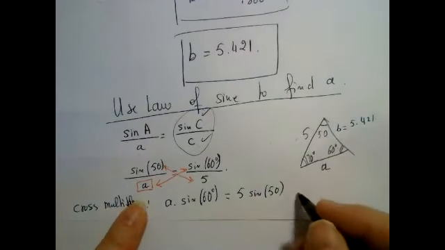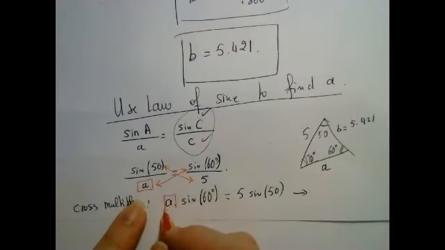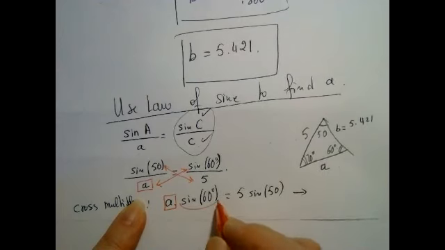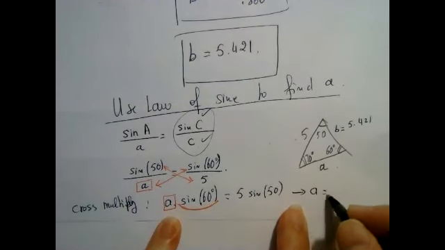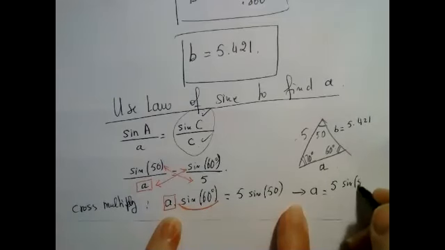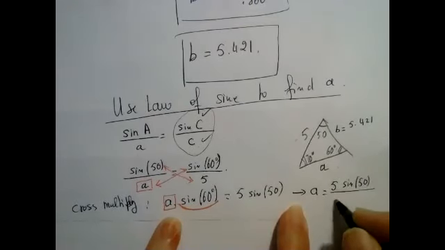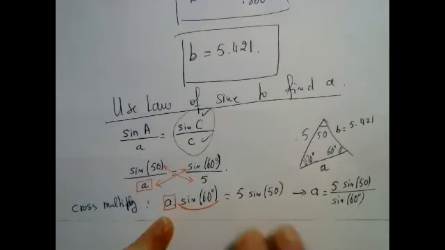Okay, and then I need to solve for A. What do I do to solve for A? I divide both sides by the sine of 60. And then the rest would be basically easy. So it's 5 times the sine of 50 divided by the sine of 60.